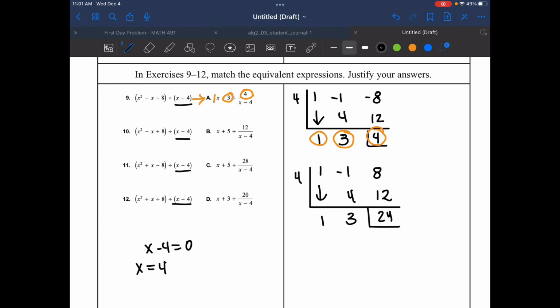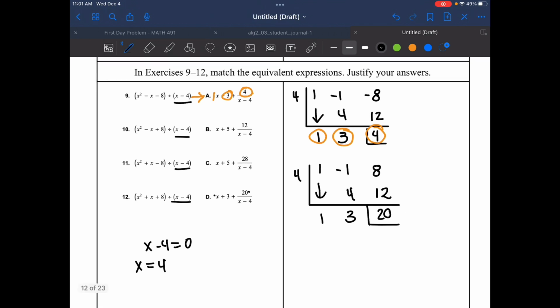Okay. Or is it 24 or 28? I think it's 20. It's 20. I have no idea where I came up with 24. There we go. So I see this one has a 20 as a remainder, and my coefficients are the same. I've got my 1 and my 3. So 10 goes to D.